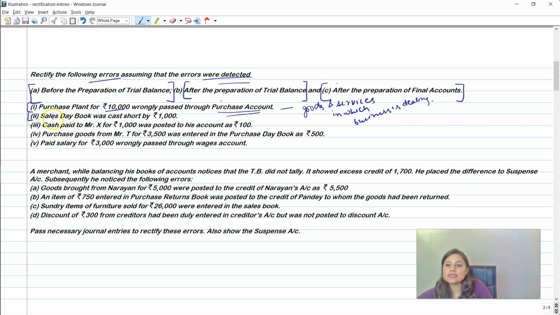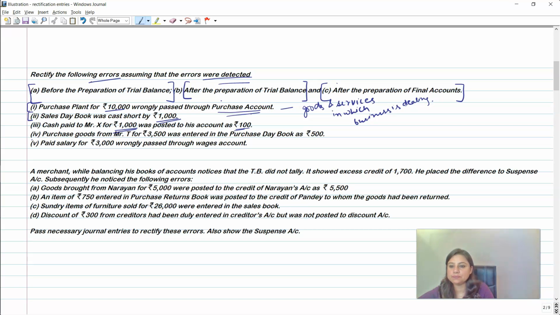The second error says sales day book was cast short by rupees 1,000. So in the sales day book, 1,000 was recorded less as compared to the actuals. This is the error that was identified. And then the third error says that cash paid to Mr. X. So this is the posting error, as in the cash that has been paid to Mr. X is worth rupees 1,000. However, it was posted to his account as only rupees 100. So the differential amount, and how will we compensate that differential amount in the books of accounts, that is what we have to see.